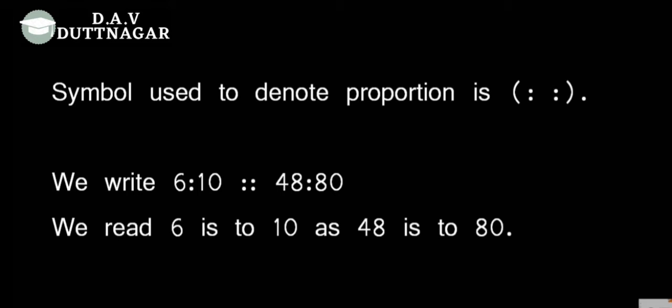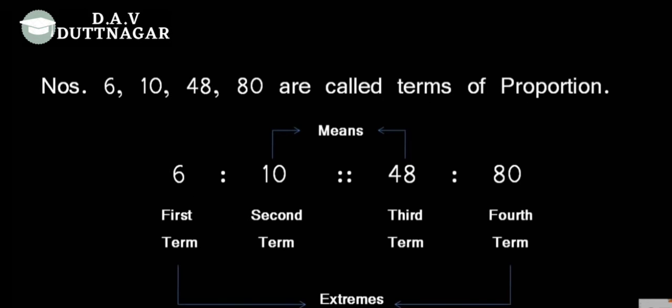We write 6 is to 10 and then 48 is to 80. We read 6 is to 10 as 48 is to 80. They both have equal ratios. Numbers 6, 10, 48, 80 are called terms of proportion. Here 6 is the first term, 10 is the second term, 48 is the third term and 80 is the fourth term. So first and fourth terms are called extremes and second and third terms are called means.